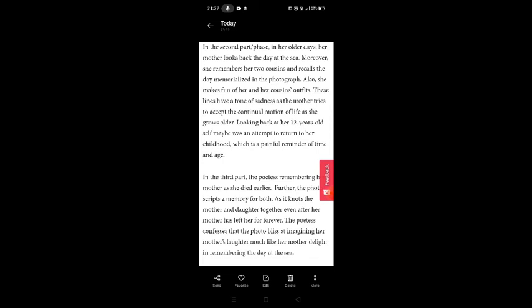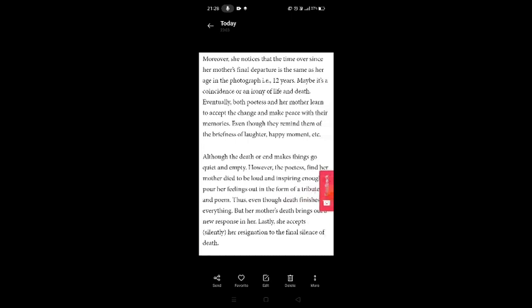In the third part, the poetess remembers her mother, who died earlier. Further, the photo scripts a memory for both, as it notes the mother and daughter together, even after her mother had left her forever. The poetess confesses that the photo brings bliss at imagining her mother's laughter, much like her mother's delight in remembering the day at the sea.